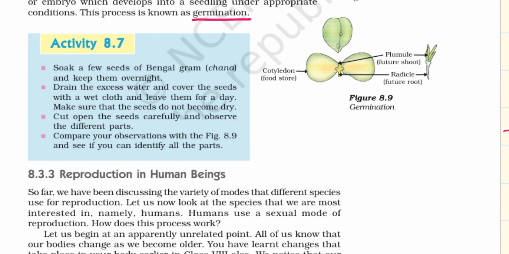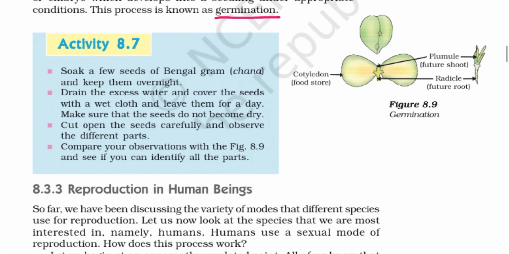Now let us discuss a little bit about the seed, which is actually a small plant in itself. So soak a few seeds of Bengal gram, chana, and keep them overnight. Drain the excess water and cover the seeds with a wet cloth and leave them for a while. Now make sure that the seeds do not become dry. Cut open the seed and carefully observe the different parts. Compare your observation with the figure and see if you can identify the parts.